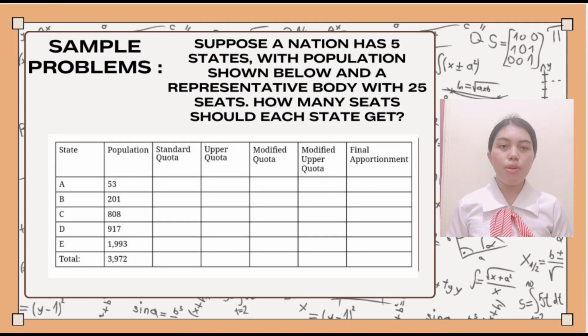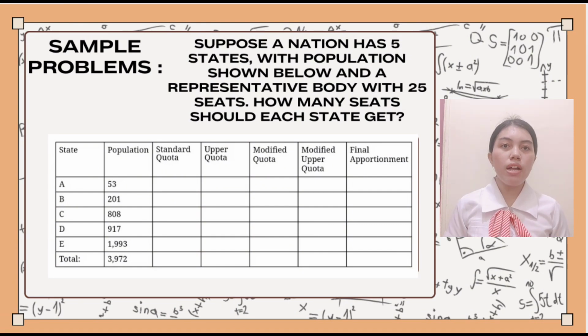Next, we're tackling the sample problem of apportionment. We'll be using Adams' method to figure out how to fairly distribute seats in a representative body. Think of it like this: we have a group of people who need to be represented, but the different areas they live in have different population sizes. Apportionment helps us make sure each person gets equal representation no matter where they live.